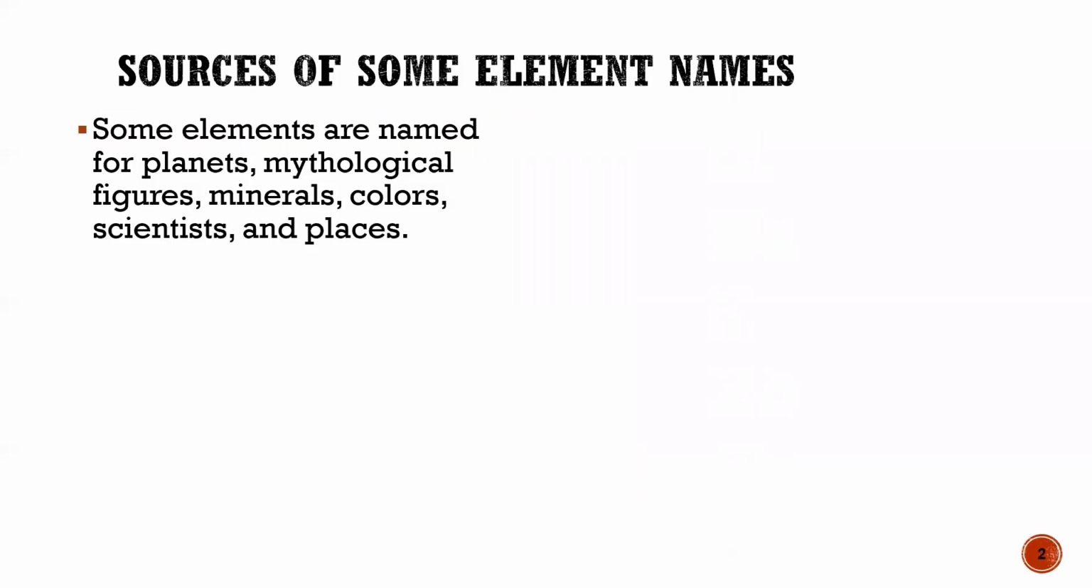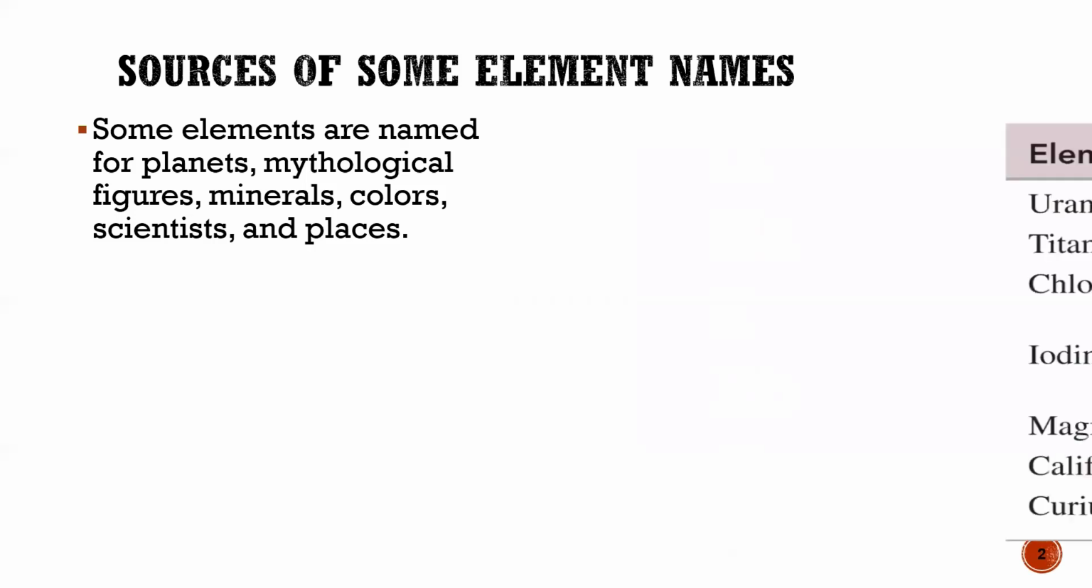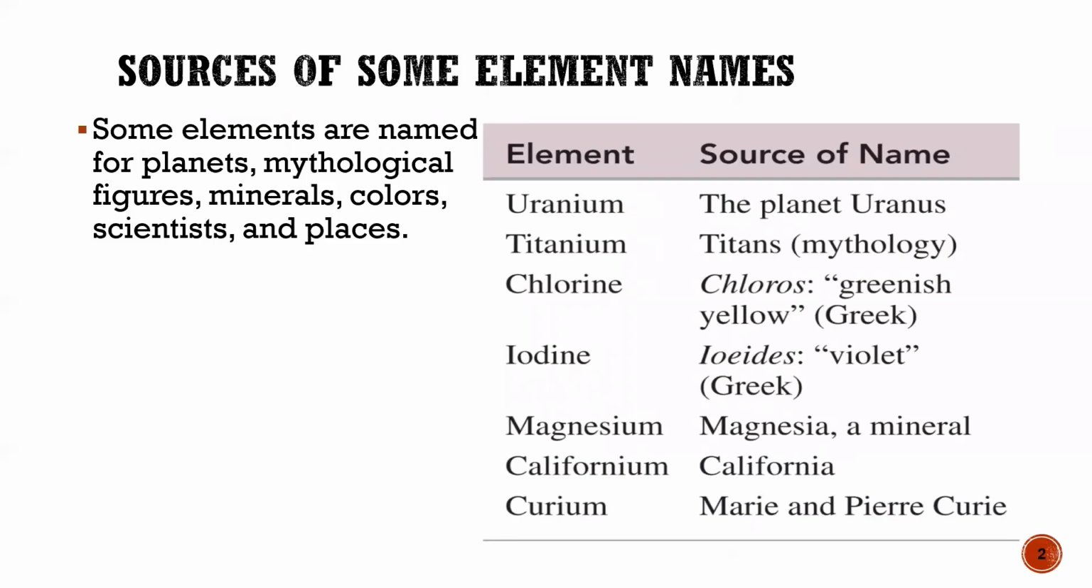So where do we get the symbols? Well, the names of the elements were derived from planets, mythological figures, minerals, colors, scientists, and places. Here are a few examples. Uranium, after the planet Uranus. Titanium for the Titans in mythology. Iodine from ioeides, which means violet in Greek. Californium for California. Curium for Madame Curie. We can see that there's a wide variety of where we get these elemental names.